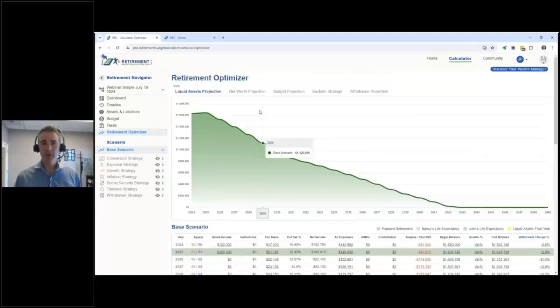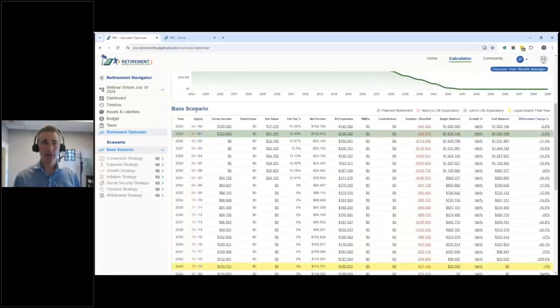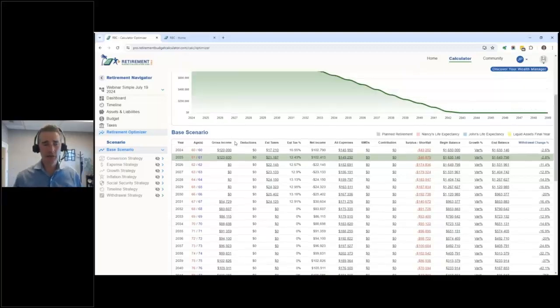But down below this chart is the base scenario. Now the base scenario is the basic. It's taking all the information you put in and it's saying, okay, here's where we start from, because then you'll see in a minute we have all of these different scenarios that we can overlay on top of your base scenario. So in this view, you'll notice that these folks are both going to be 60 this year.